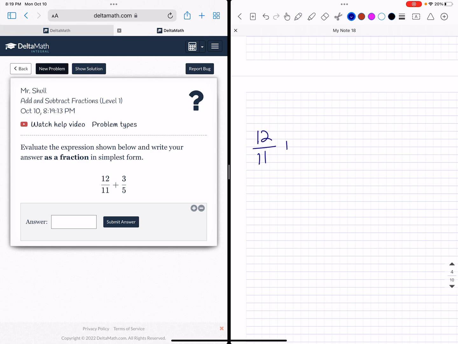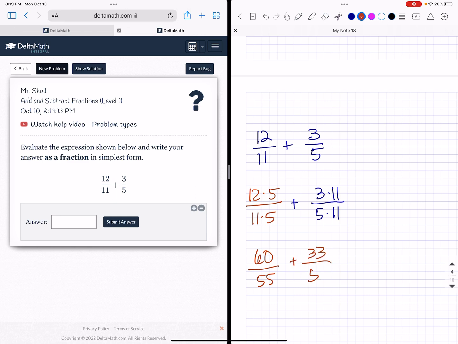12/11 plus 3/5. Well, 11, 22, 33, 44, 55. 5 goes into 55. So I'm going to say 11 times 5 is 55. So I'll multiply the top by 5 as well. And then plus 5 times 11 is 55. So 3 times 11 I need to do also. And this is 60 over 55 plus 33/55 equals 93/55. And that's what it is.